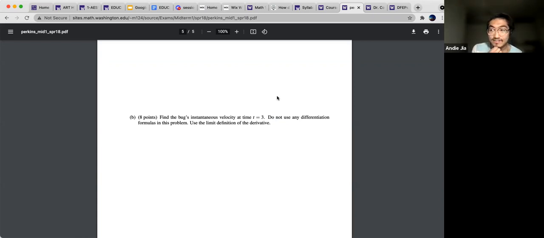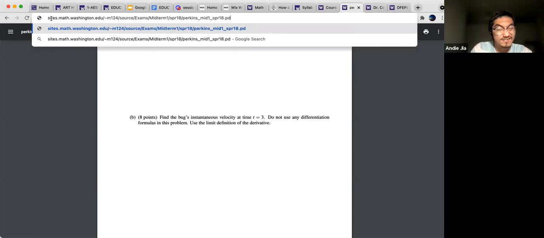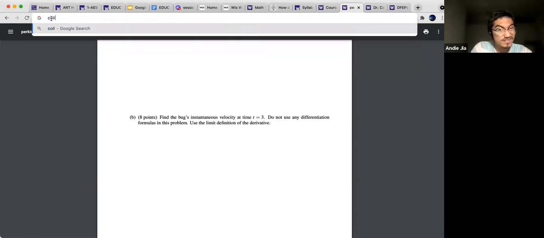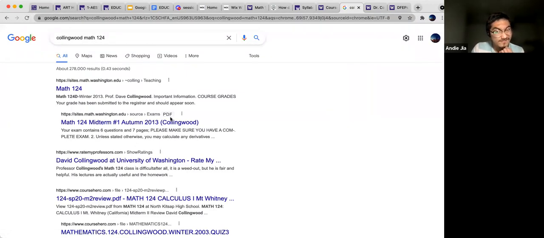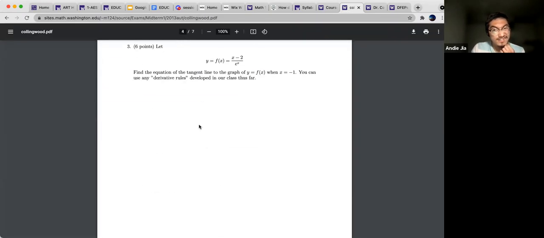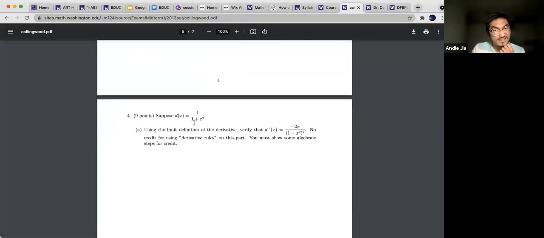Does this make more sense, Kevin? This is another old exam. Here it says use anti-derivative rules, so for this one you cannot use the derivative rules. So this is what you can see.